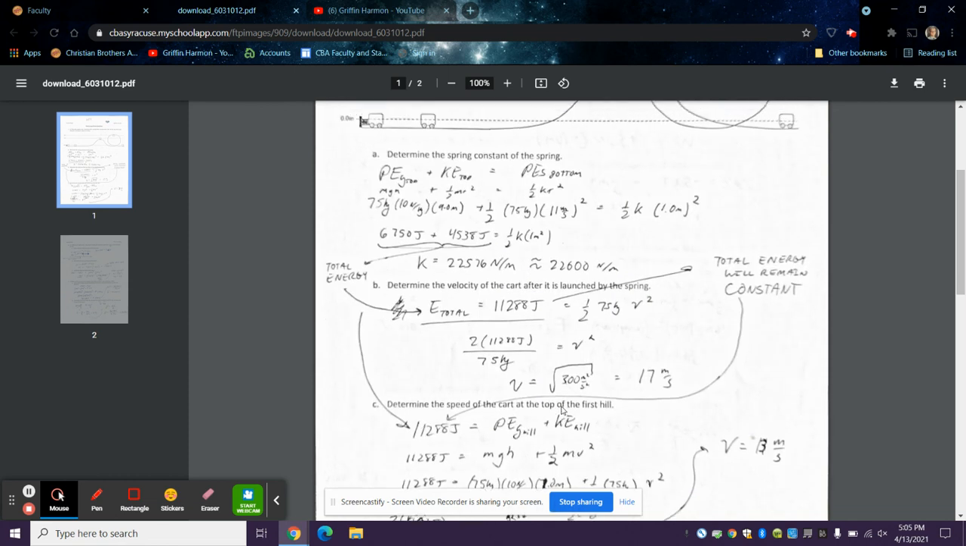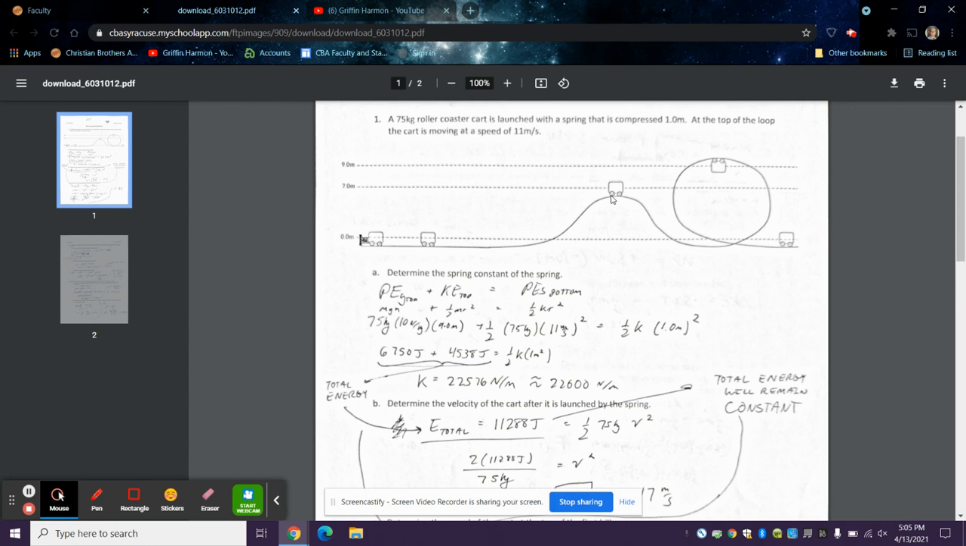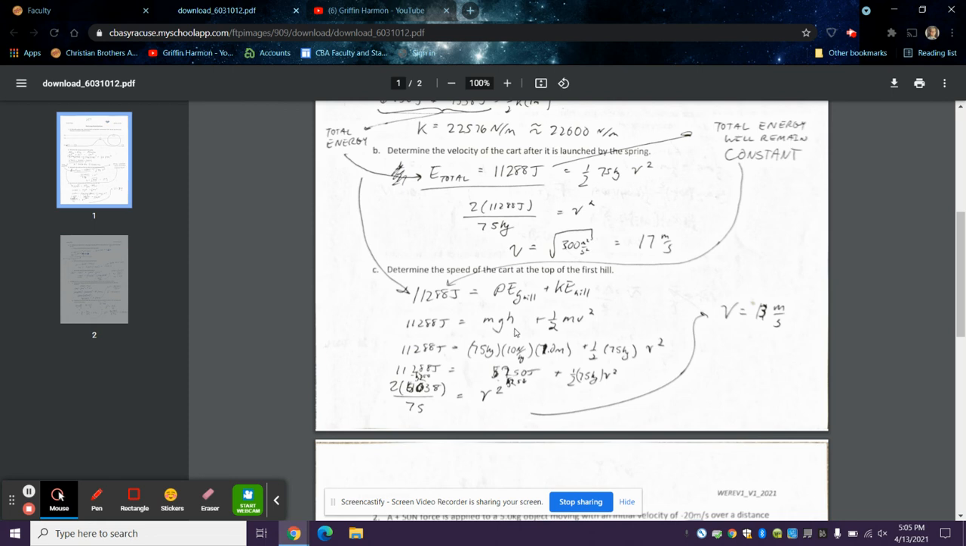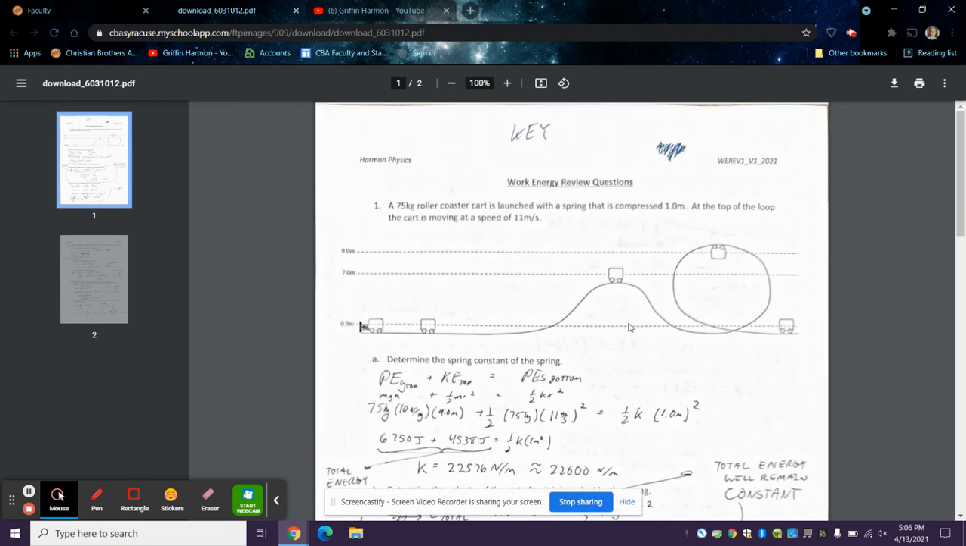Determine the speed of the cart at the top of the first hill. So the speed of the cart right here. Well, I have to factor in gravitational energy up there. So mgh plus 1/2 mv squared. So it's the same total amount of energy, but now it's divided up between gravitational and kinetic. You go through the math, you get about 5,250 joules of gravitational. You have to subtract that off. That leaves you with only 6,038 joules of kinetic energy equals 1/2 mv squared. Solve for v. v equals 13 meters per second. Great stuff.